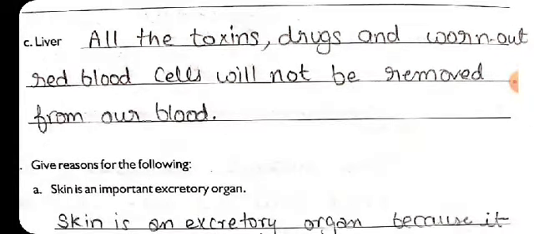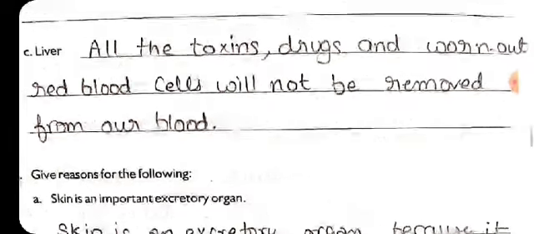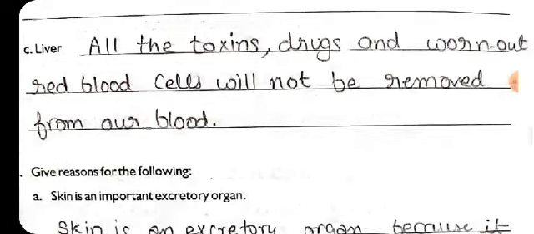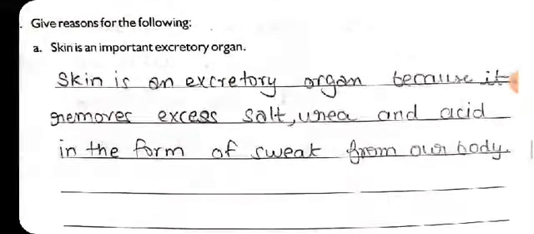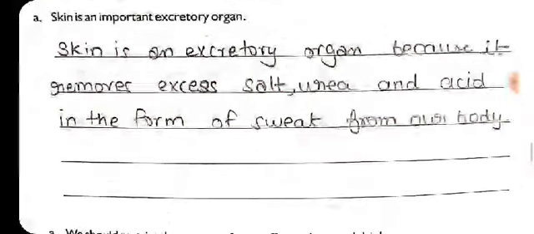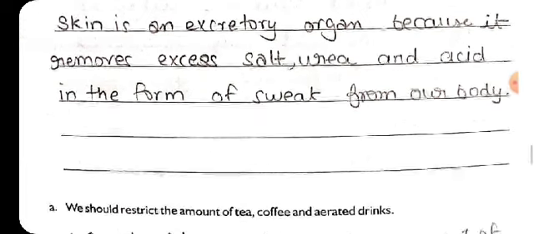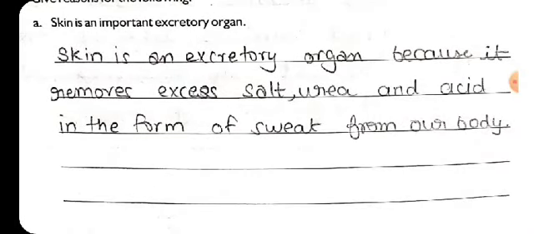Next is liver. We know that the liver removes the toxins and drugs from the blood, right? So if it does not function properly, all the toxins, drugs, and the worn out red blood cells will not be removed from our body. Next comes: give reason for the following. Skin is an important excretory organ. So how does skin help us in excretion? It removes the excess salt, water, and acids from our body in the form of sweat, because जो sweat है it comes out from the skin through the pores. छोटे छोटे holes होते हैं हमारे skin में जिससे जो sweat है it comes out.